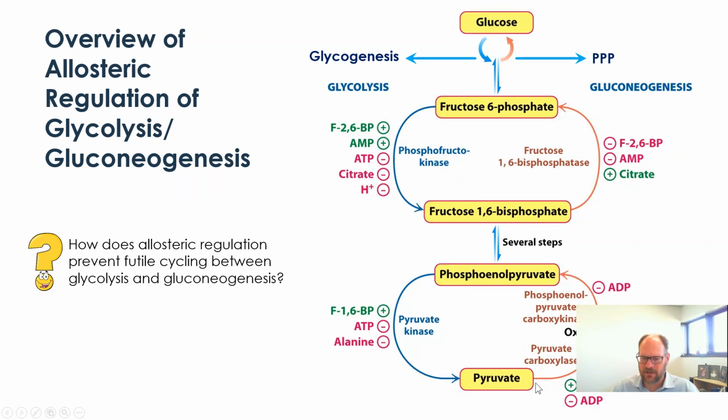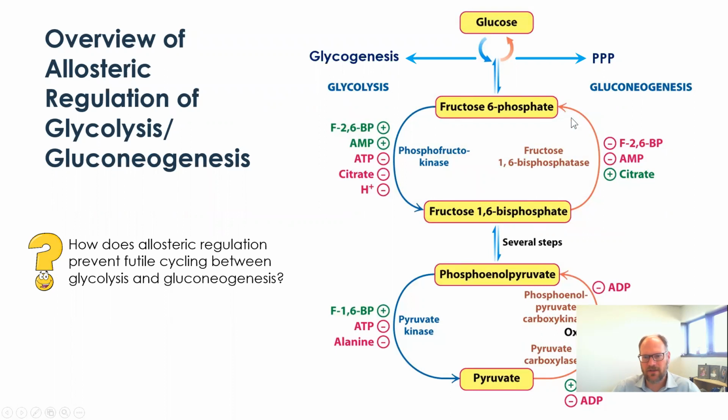There's also regulation of the two steps in gluconeogenesis that bring you from pyruvate back to phosphoenolpyruvate. Pyruvate carboxylase is inhibited by ADP but stimulated by acetyl-CoA. So when you have lots of acetyl-CoA, it tends to stimulate gluconeogenesis. And then up here, fructose 1,6-bisphosphatase is stimulated by citrate. Again, lots of product in the TCA cycle stimulates the conversion of TCA cycle products back into glycolytic intermediates via gluconeogenesis.